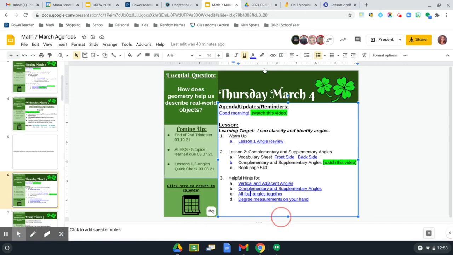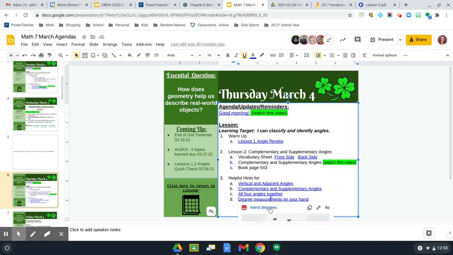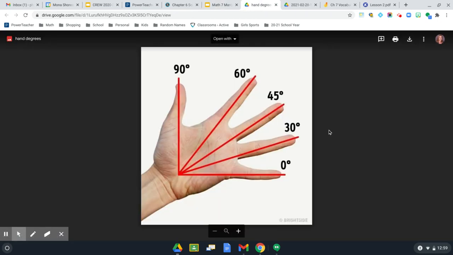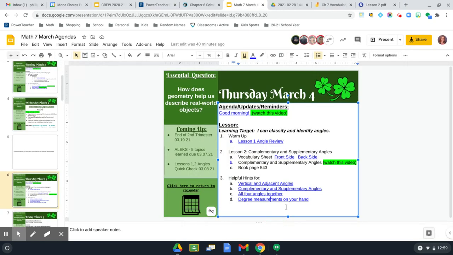And then lastly, I put a degree measurement on your hand picture. So we practiced in that quiz on measuring angles with protractors. And this just gives you kind of a reference using your hand to look at degree measurements. I thought this was kind of unique and helpful, and it's here for your reference as well. So again, at number 3, this is just for you to use for notes at any point in time to help you out with the angles and degree measurements.